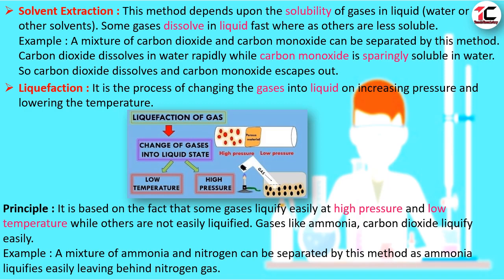Let us see an example. A mixture of ammonia and nitrogen can be separated by this method, as ammonia liquefies easily, leaving behind nitrogen gas. Nitrogen gas is left behind, so it can be separated from the mixture of ammonia and nitrogen.